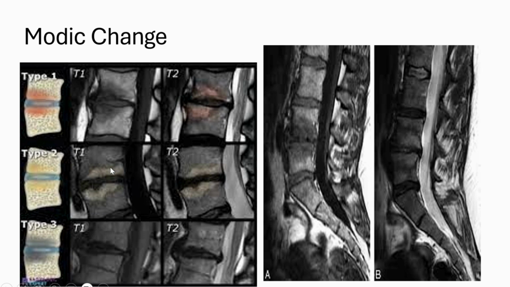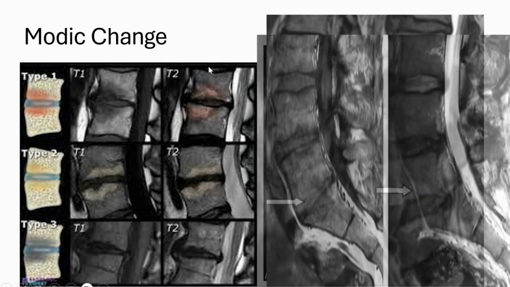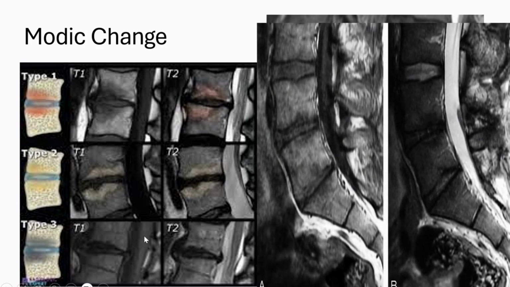Whereas in type 2, there is a fatty replacement of the bone marrow, which appears bright in both T1 and T2. As we can see in this image also, there is a type 2 Modic change, that is fatty replacement of the bone marrow. These are the type 2. And in type 3, there is a sclerotic change of the end plate. You can see in this T1 and T2, in both it is dark. So this is type 3.